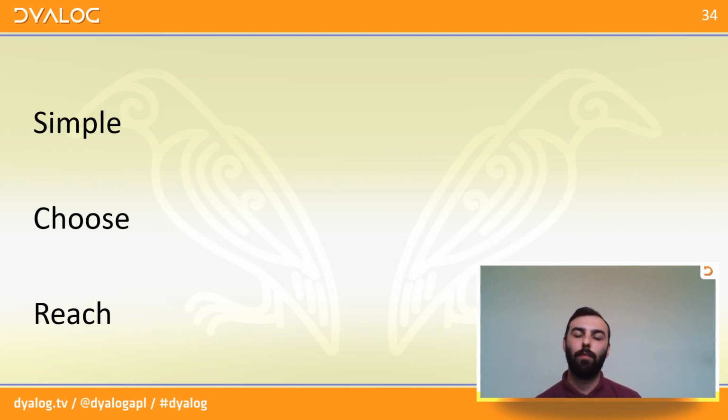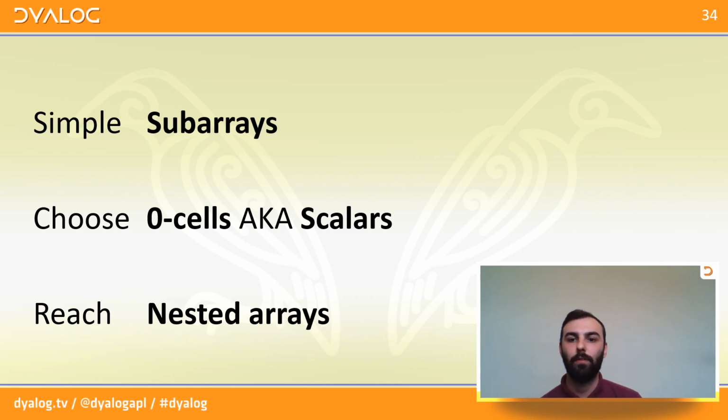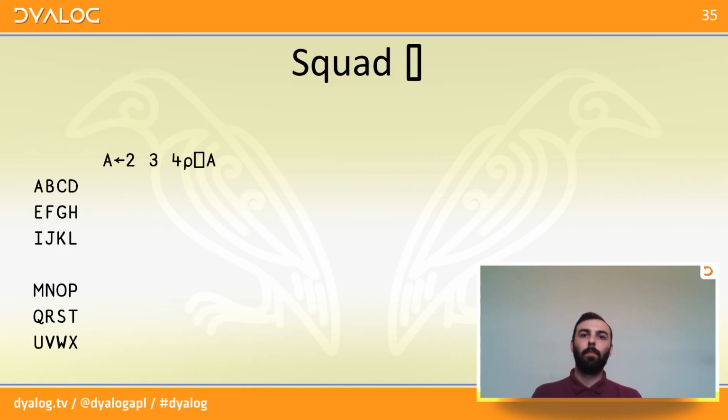So those are the three main indexing constructs. We have simple indexing to select subarrays. We have choose indexing, which lets us grab the scalars, and reach indexing, which is useful for nested arrays. So that's your basic indexing introduction.